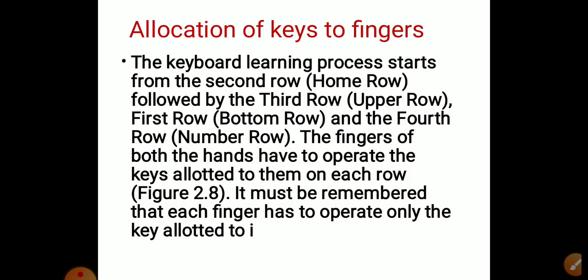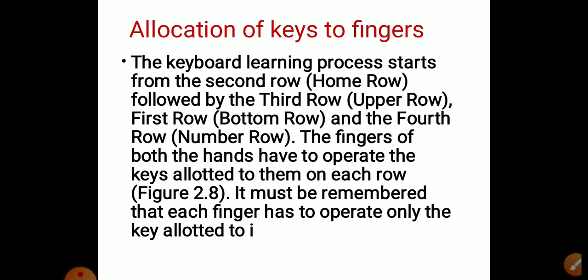Allocation of keys to fingers. The keyboard learning process starts from the second row, the home row. As I told you earlier, we are going to start from the home row. Then what is the third row? It is the upper row. First row is the bottom row. And the fourth row, we have got numbers. 1, 2, 3 numbers we have got, right? That is your fourth row.